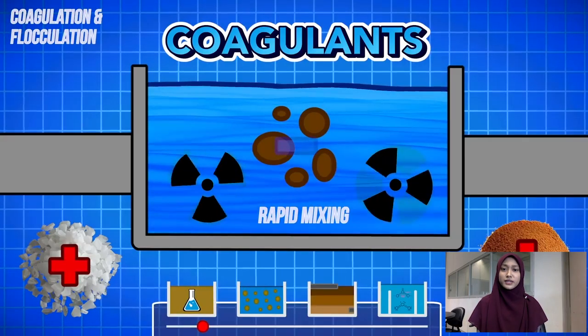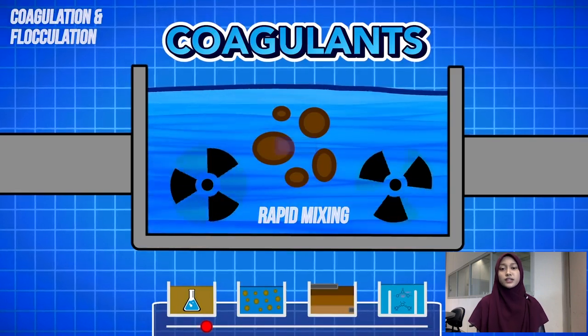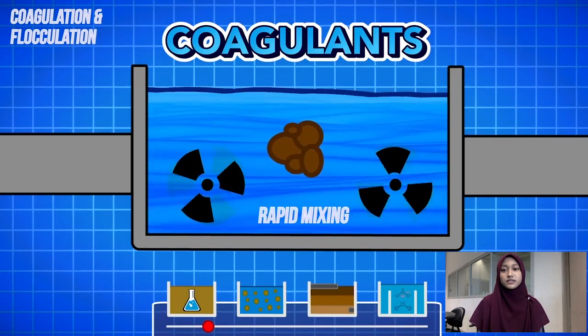In the coagulation process, a chemical such as aluminium is added into the water, which will produce positive charges to neutralize the negative charges on the particles. Then, the particles can stick together, forming larger particles which are more easily removed. Once the charge is neutralized, the small suspended particles can stick together.